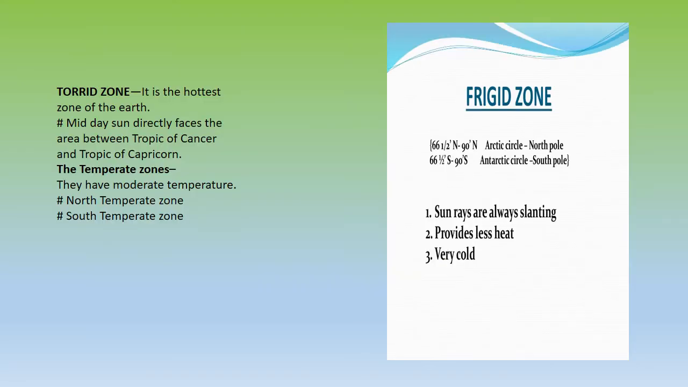Now I'm just summing up what I just told you. The torrid zone is the hottest zone on the earth. The midday sun directly faces the area between the Tropic of Cancer and the Tropic of Capricorn. The temperate zones have moderate temperature, and there are two: one in the north, called the north temperate zone, and one in the south, called the south temperate zone. The frigid zones are beyond the Arctic Circle and the Antarctic Circle, one in the north and one in the south. Sun rays are always slanting there and provide less heat, so wherever the sun is not giving its direct heat, the area has to be very cold.